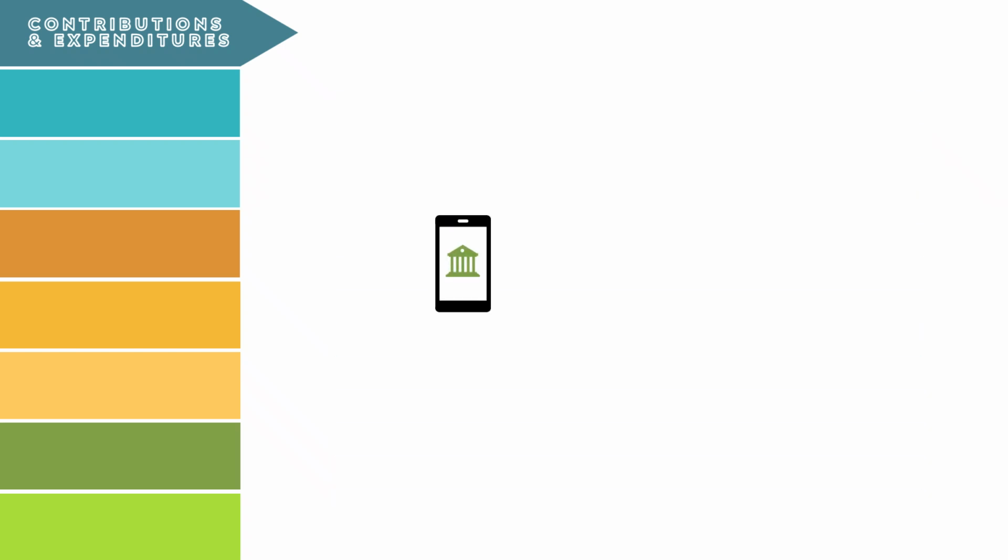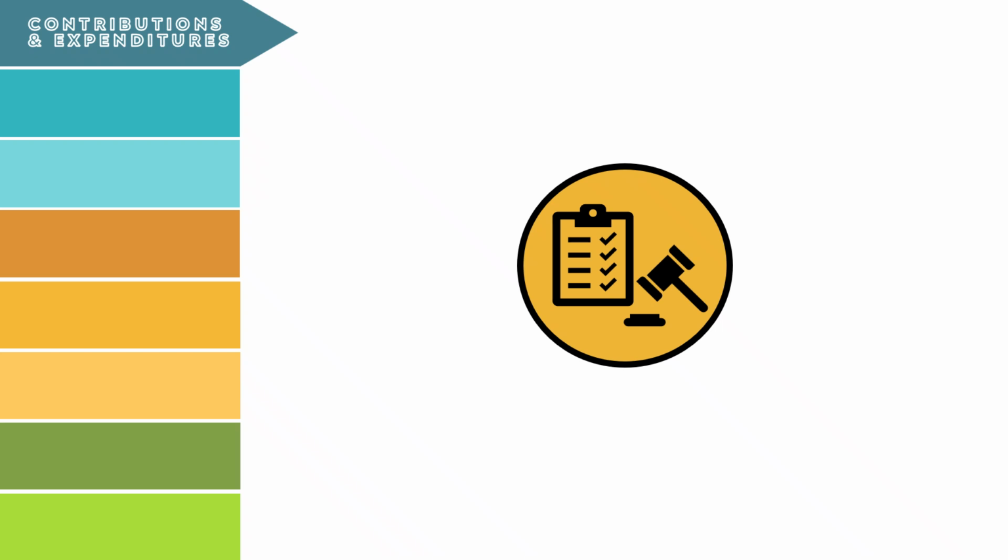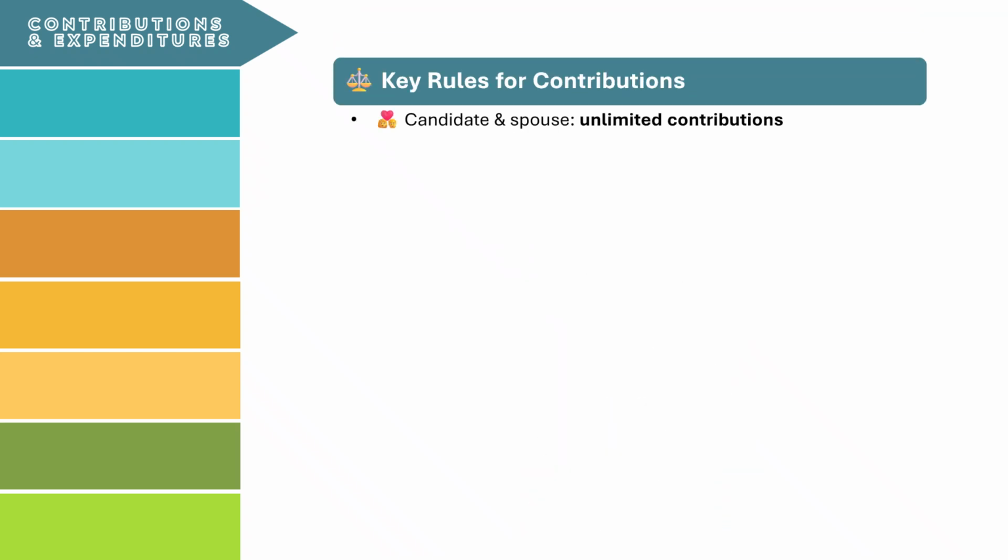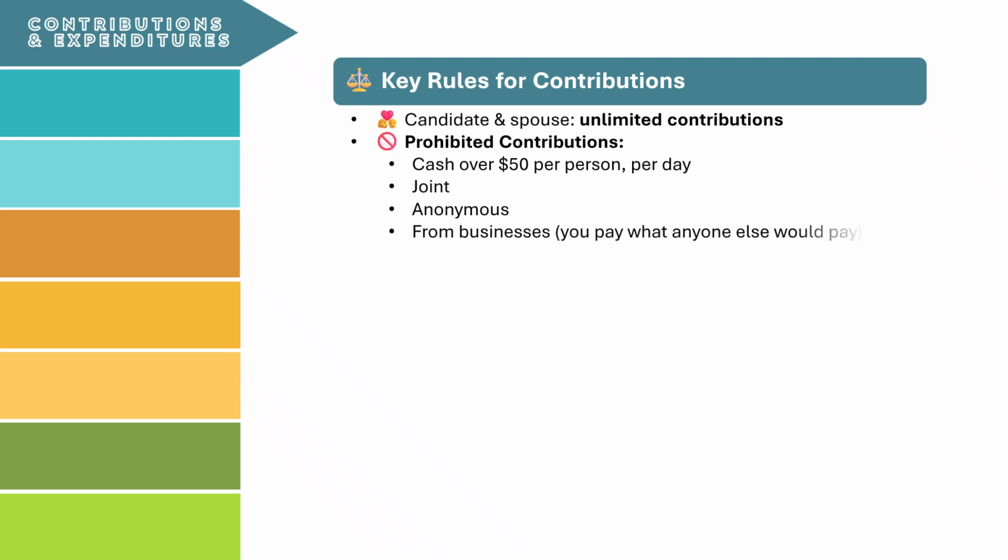Before opening a campaign bank account, receiving donations, or spending funds, you must understand the legal requirements under North Carolina law. A candidate and their spouse may contribute unlimited amounts to the campaign. Some prohibited contributions include cash contributions over $50 per person per day. Joint contributions. For example, if a couple gives you a check, it cannot be from Mr. and Mrs. Doe. It must be from either Mr. Doe or Mrs. Doe. Anonymous contributions.